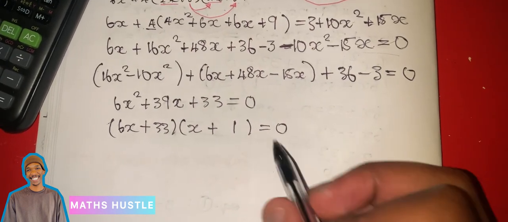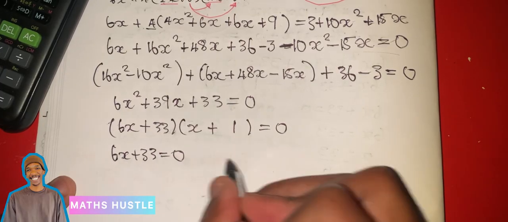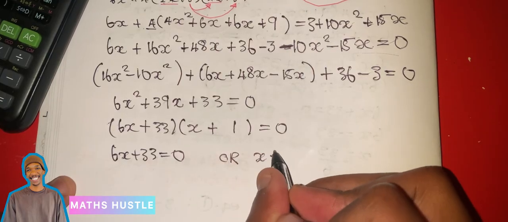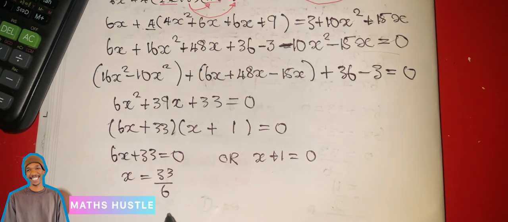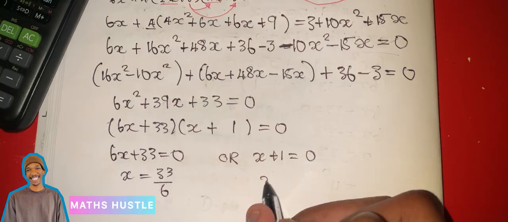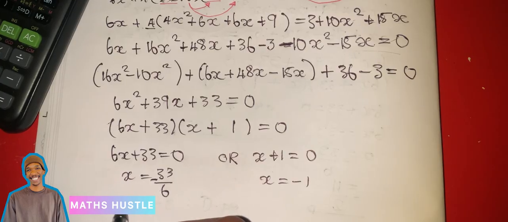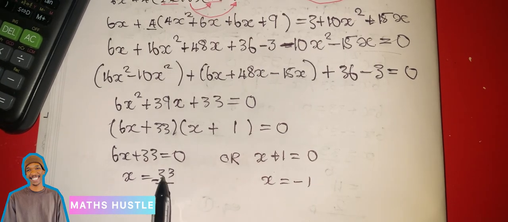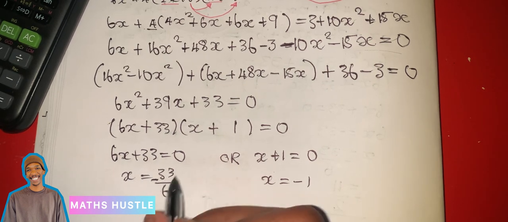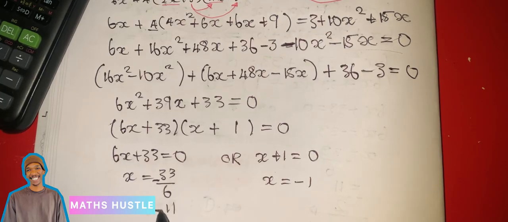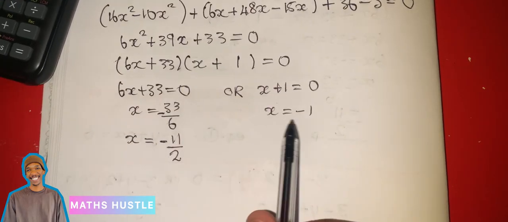Okay. Once you get that, you can now solve the expression. 6x plus 33 equal 0 or x plus 1 equals 0. x is equal to negative 33 over 6 and x is equal to negative 1. So 3 goes in here 11 times. This is a factor of 33 and 6. So 3 will go in here 11 times, and 3 will go in here twice. And these are your x values.